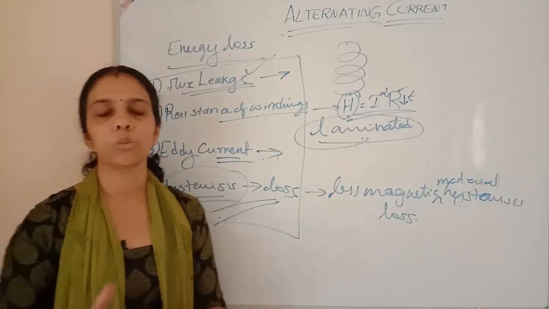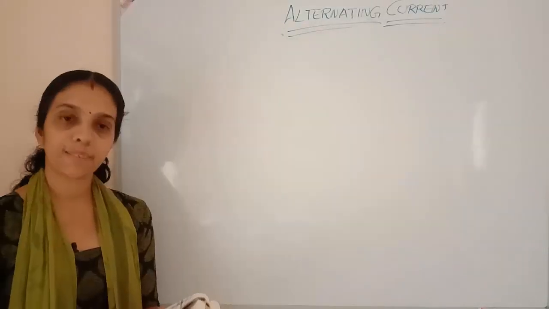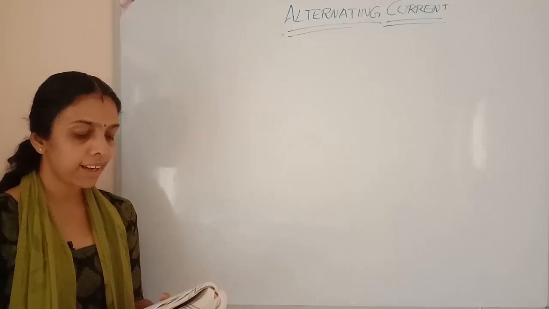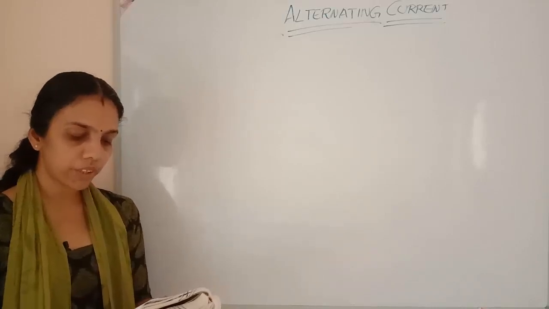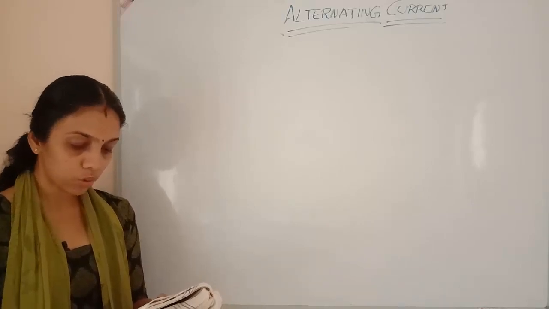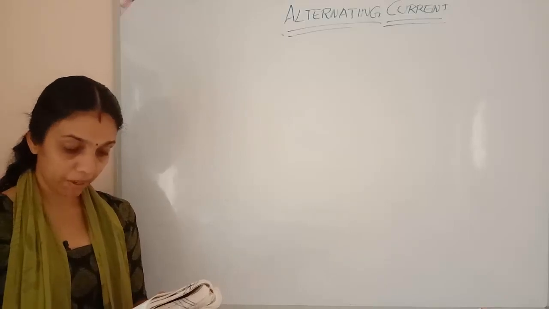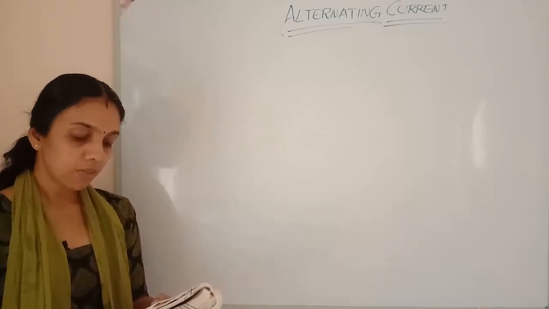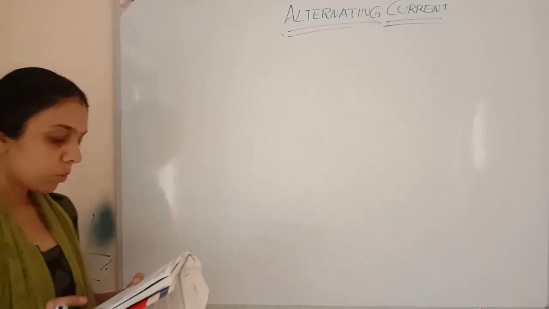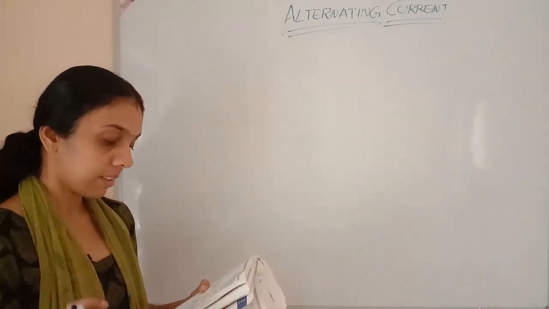Now we are going to do some numericals based on this. The first question is, a circuit containing an 80 millihenry inductor and a 250 microfarad capacitor in series is connected to a 240 volt, 100 radians per second supply. The resistance of the circuit is negligible. Obtain the RMS value of current. What is the total average power consumed in the circuit?